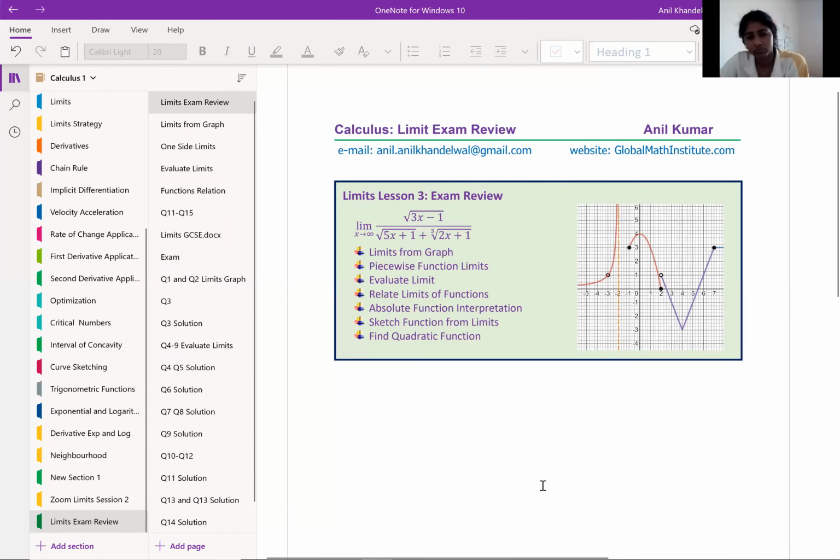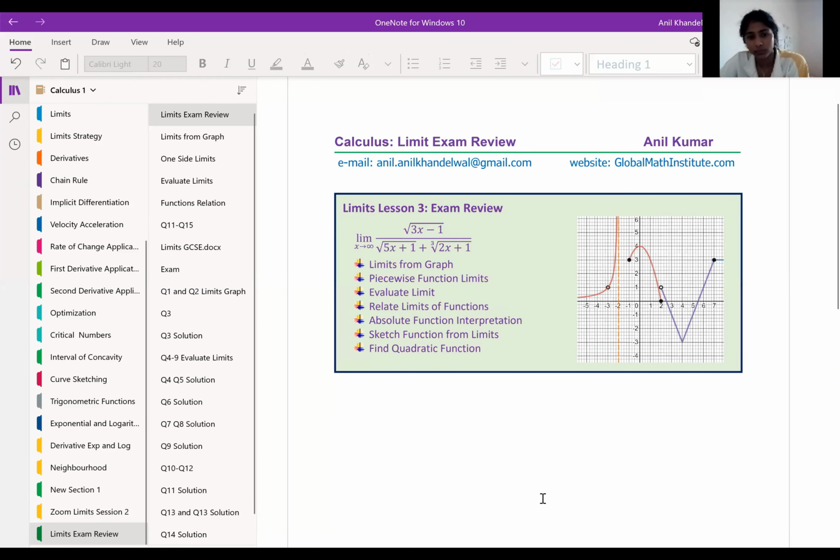Okay, so I think you can see the screen now. Yeah. Okay, so here is the limits lesson 3 exam review. The very first question which I have given here is the limit as x approaches infinity of the square root of 3x minus 1, divided by the square root of 5x plus 1 plus the cube root of 2x plus 1. That is an extremely difficult question. Now, could you get this question, or do you understand how to answer it?